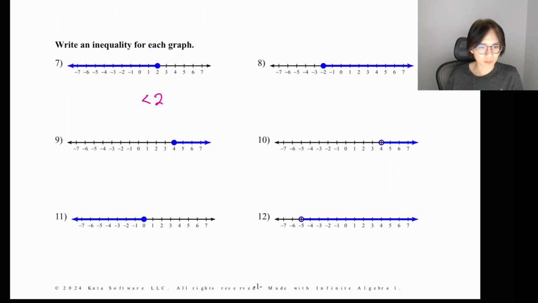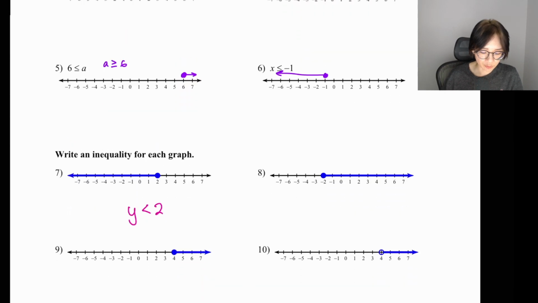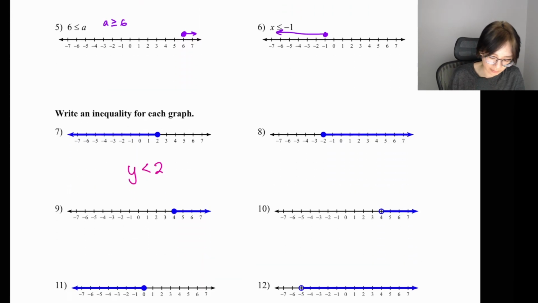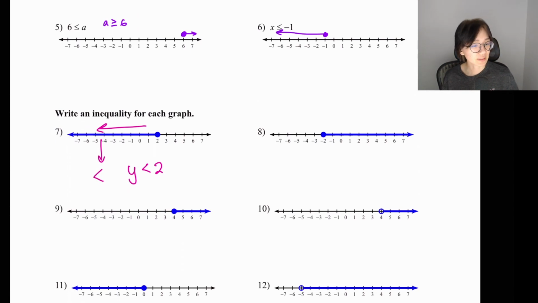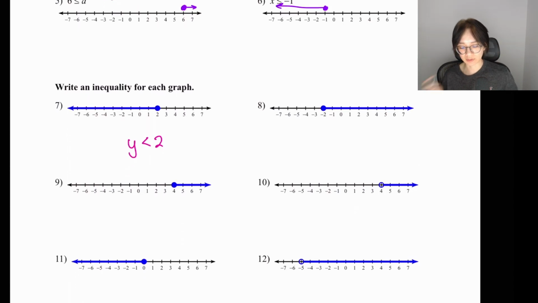Or 2 is the bigger number, not less. 2 is the bigger number, and then just choose a variable. Why? You could apply the same trick, in that the direction the arrow is going is what that symbol should be, but only if, like I said, the variable or the thing being graphed is on the left side of the inequality symbol. So we could apply all those same things here.